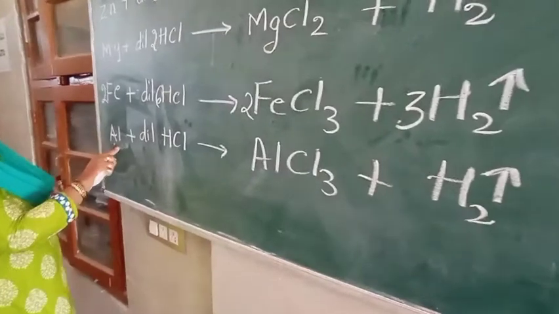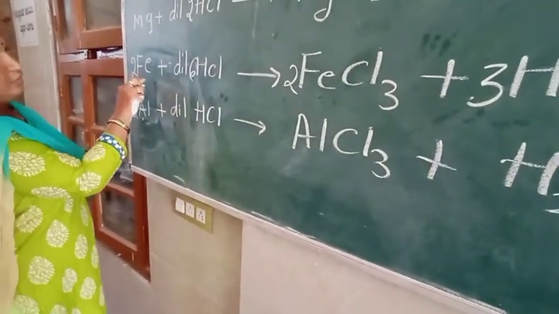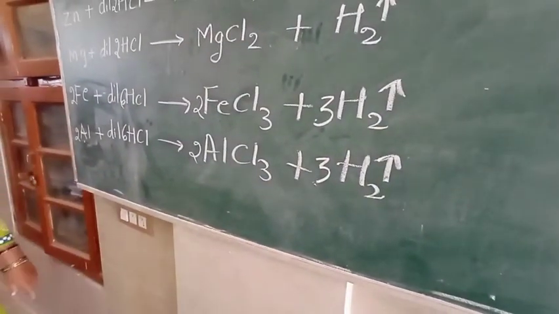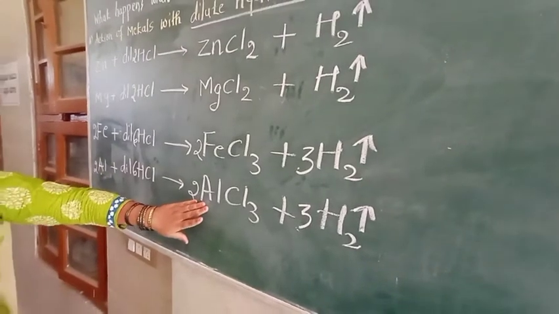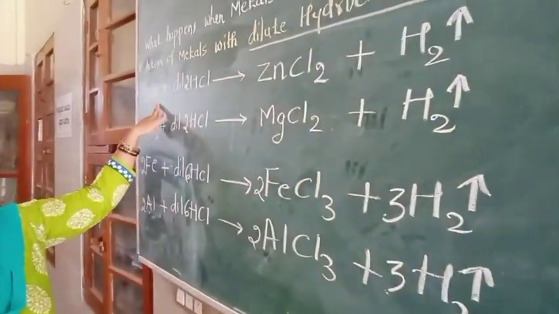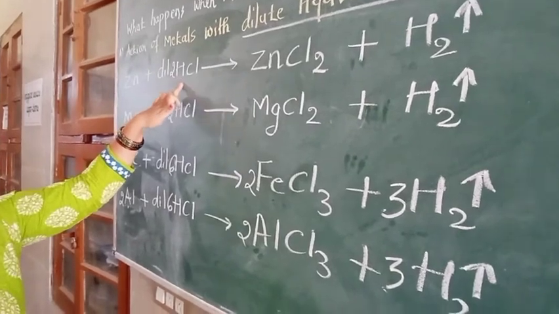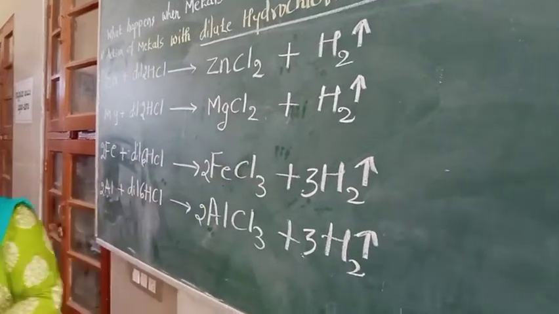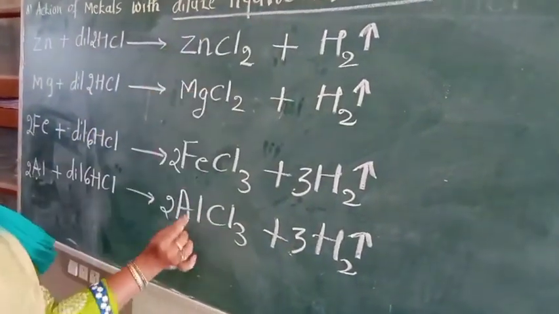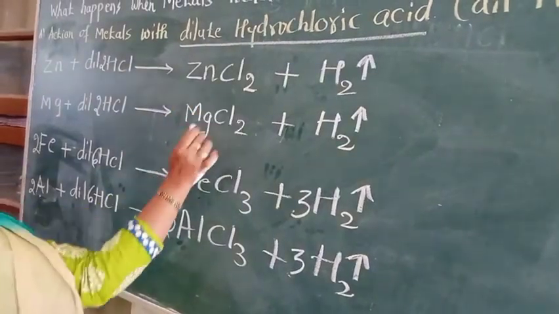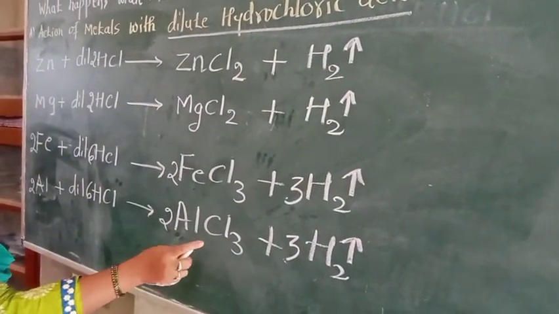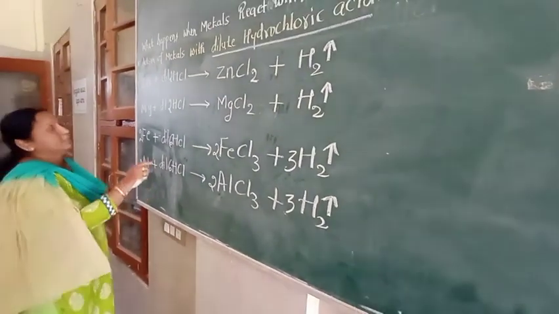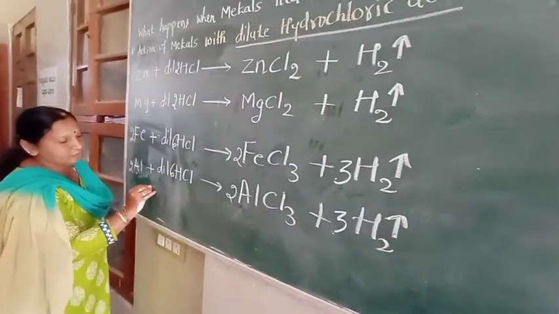In order to balance, it is the same as in the case of ferrous. Yes, it is a balanced reaction. The product here is aluminum chloride. So metals dissolve in hydrochloric acid and they displace hydrogen. In all cases you can see hydrogen is displaced, and the product, this substance, we can call it a salt. Zinc chloride, magnesium chloride, ferric chloride and aluminum chloride are nothing but salts.